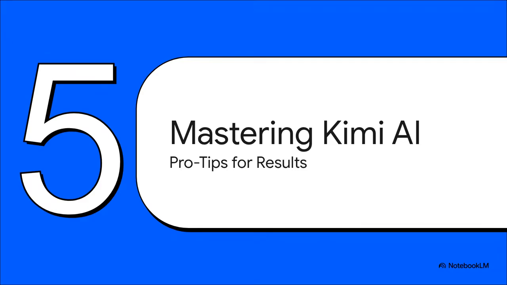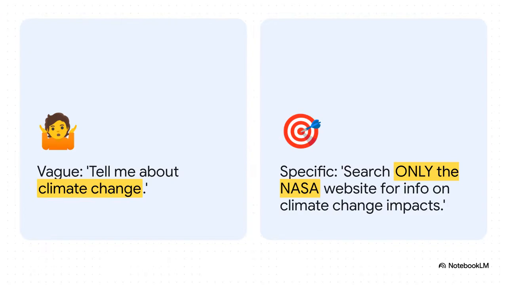Okay, so you've got the 5-step workflow down. Now let's cover a few pro tips that will take your results from good to truly exceptional. The most important rule here is really simple. The quality of your output depends directly on the quality of your input. A vague prompt like, "Tell me about climate change," is going to get you a vague, generic answer. But a specific prompt like, "Search only the NASA website for," gets you a specific, high-value answer.